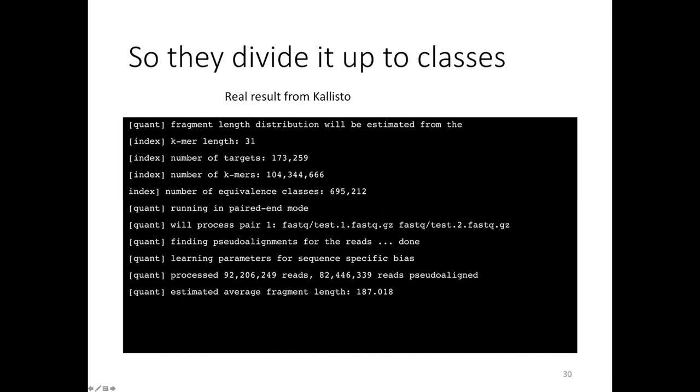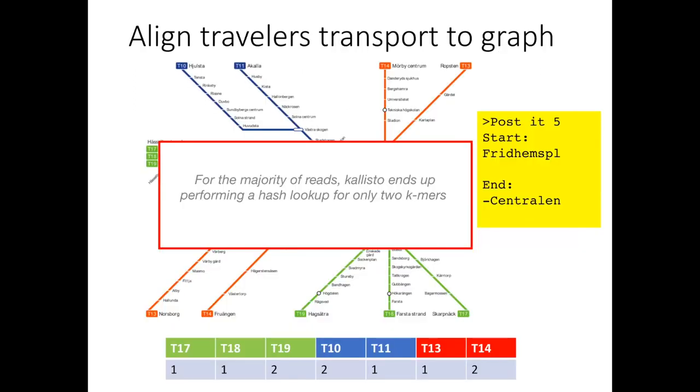So this is how Kallisto works. If you read their paper, they say that for the majority of the reads, even though you have paired-end reads, Kallisto ends up performing a hash lookup for only two k-mers. So for most of the reads you provide, it only has to look for two k-mers and where they are, and then it puts the read at the correct location. That's why it's so fast.